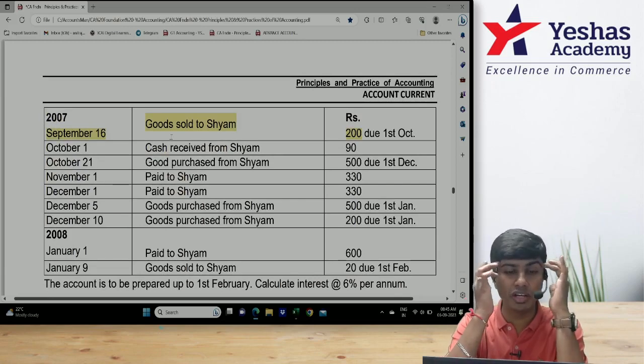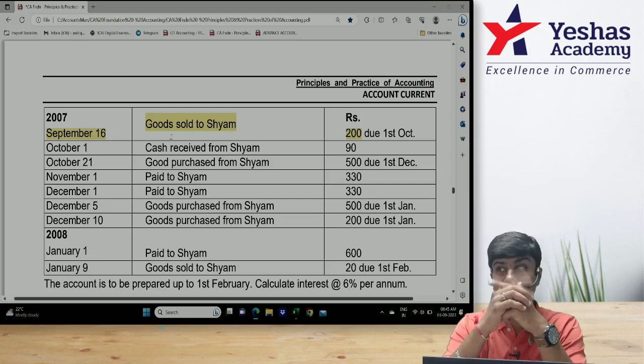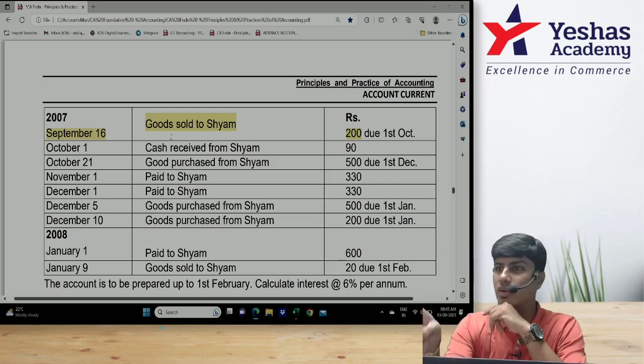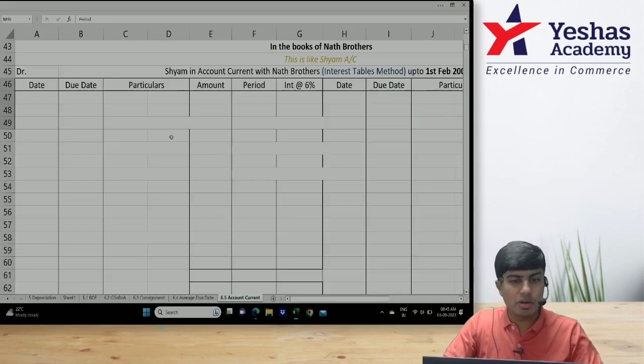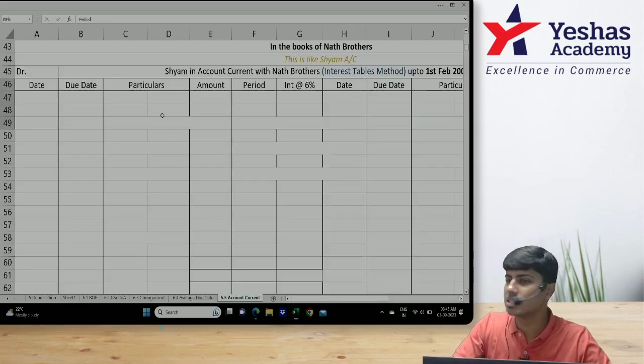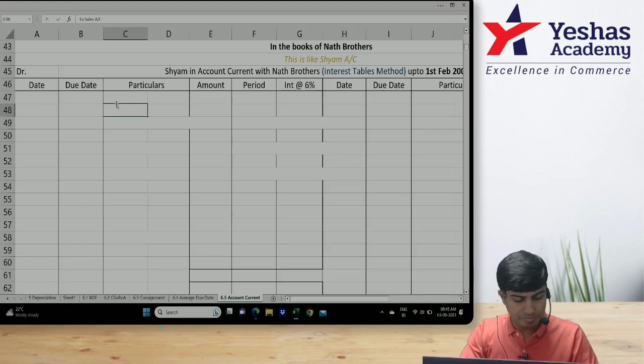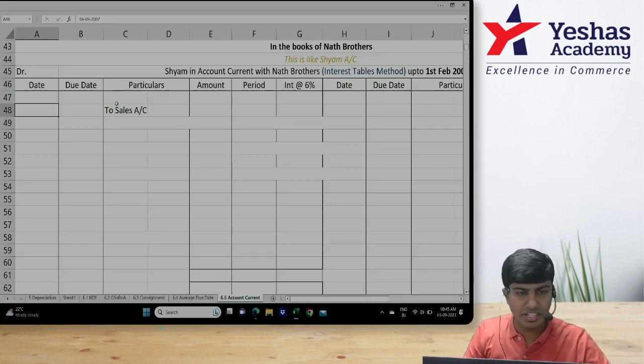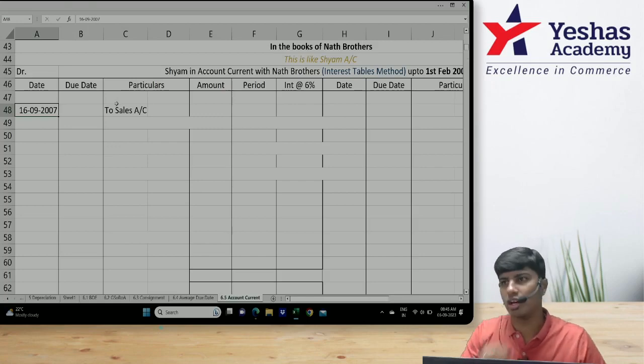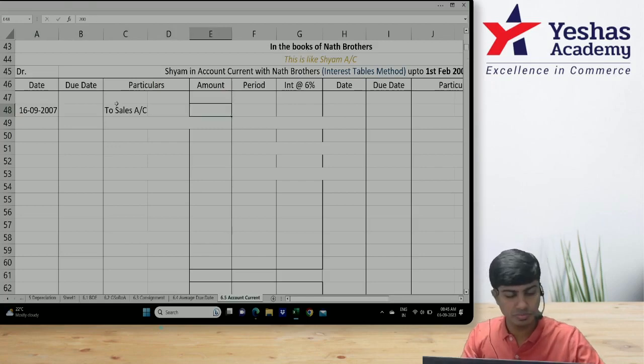Now who are we accounting for? Nath Brothers. What is the journal entry when the goods are sold to Shyam? Shyam account debit to sales. This is like Shyam account, so what do I write here? To sales account. What is the date of transaction? 16th of September. What is the amount?